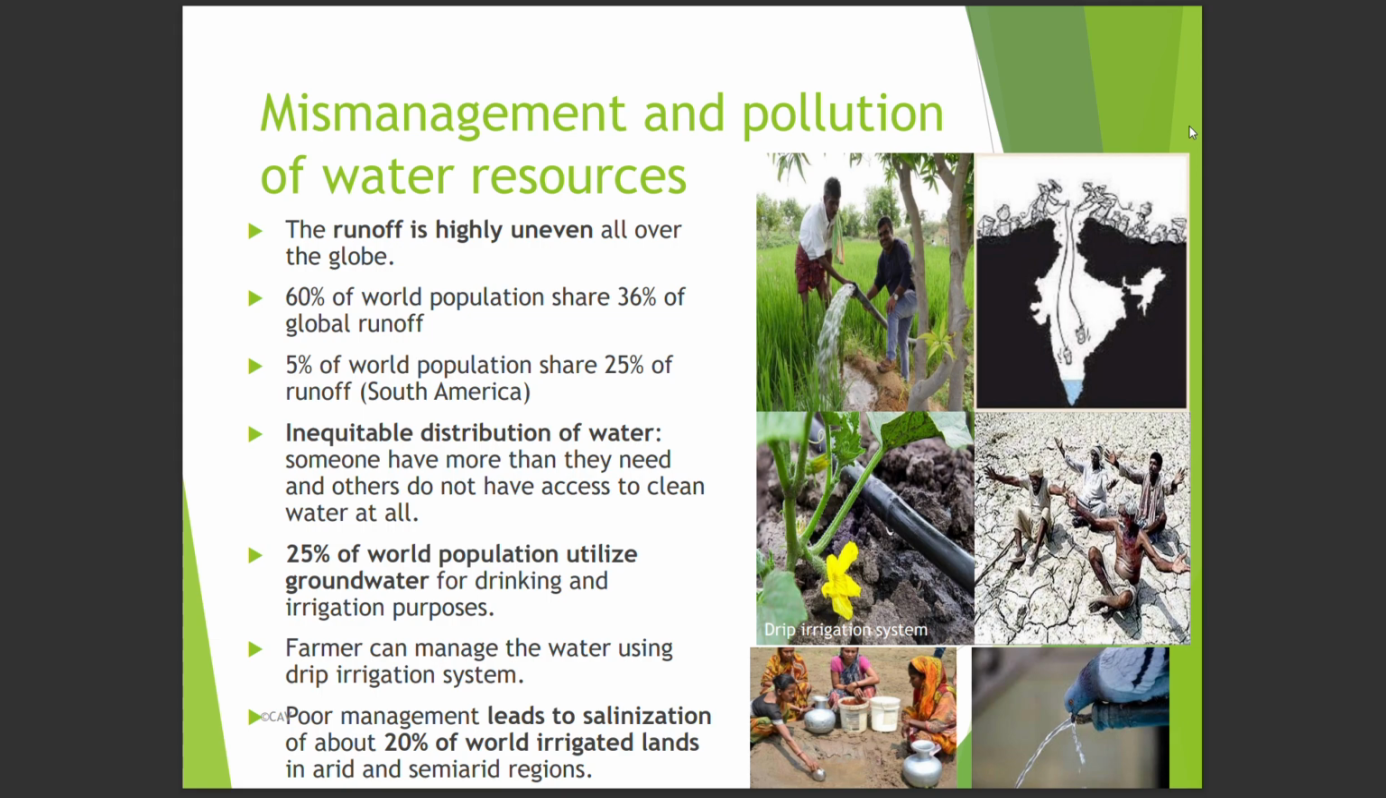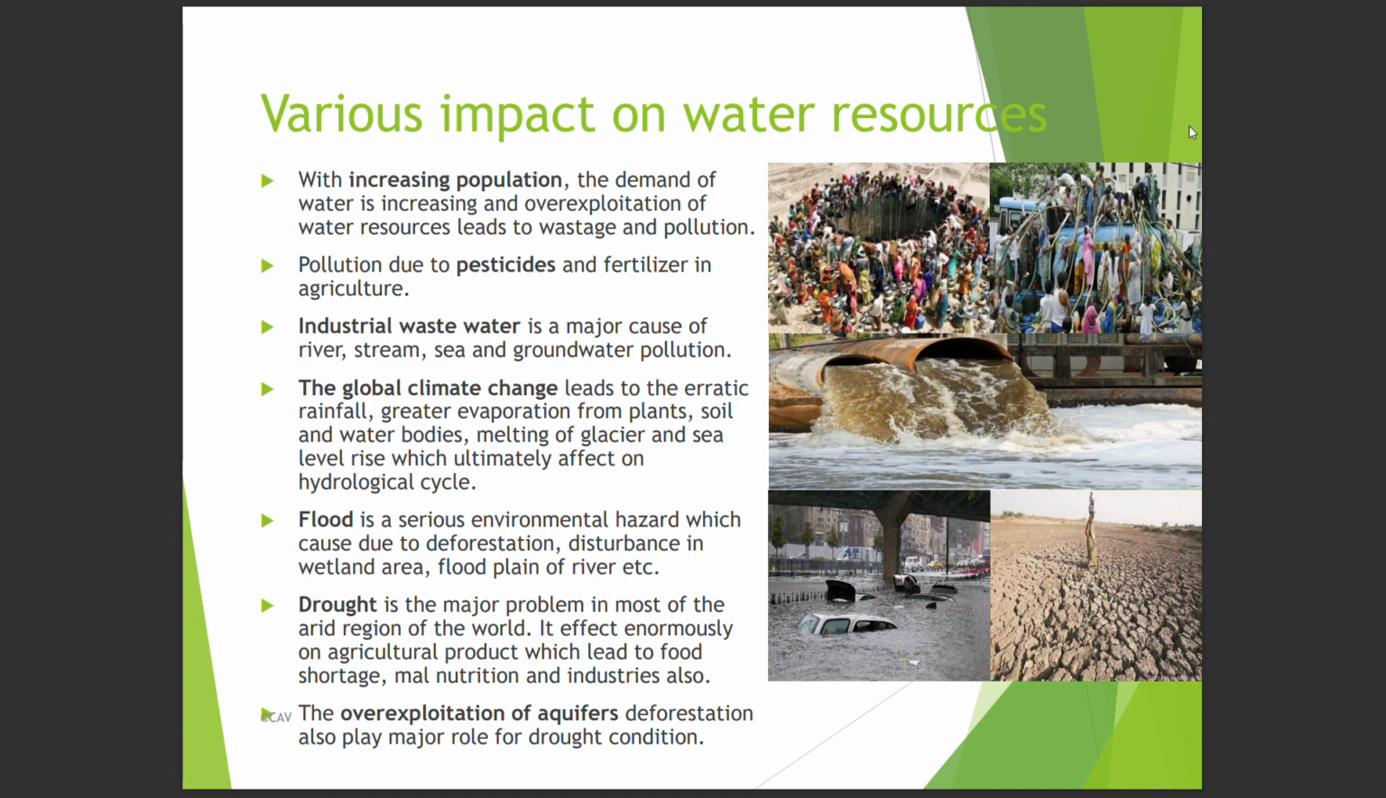Farmers can manage the water using drip irrigation system. Poor management leads to salinization of about 20% of world irrigated lands in arid and semi-arid regions. With increasing population, the demand of water is increasing, and over-exploitation of water resources leads to wastage and pollution. Pollution due to pesticides and fertilizers in agriculture. Industrial wastewater is a major cause of river, stream, sea and underground water pollution.